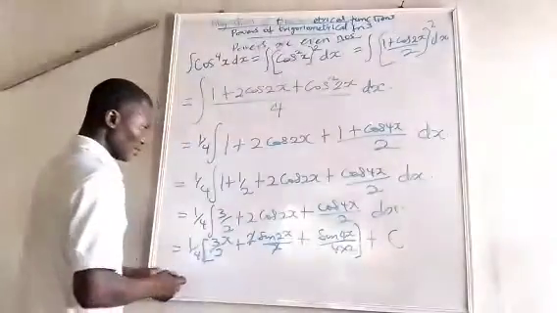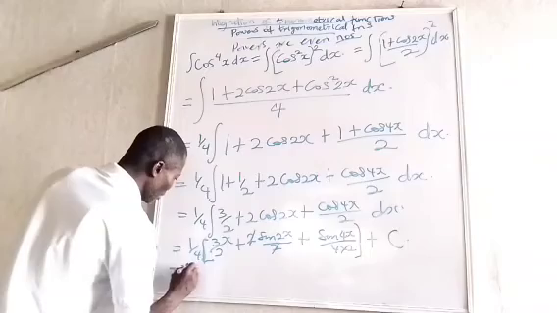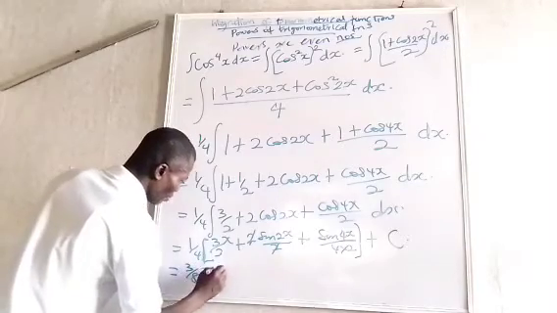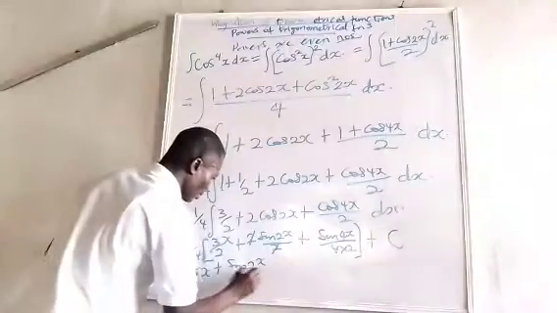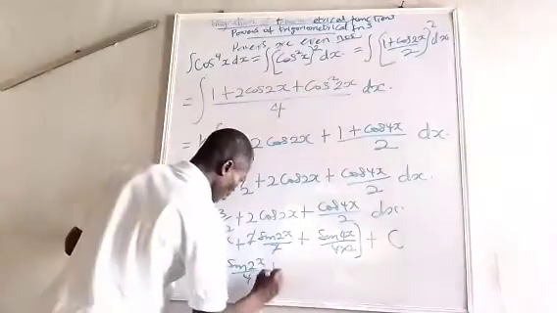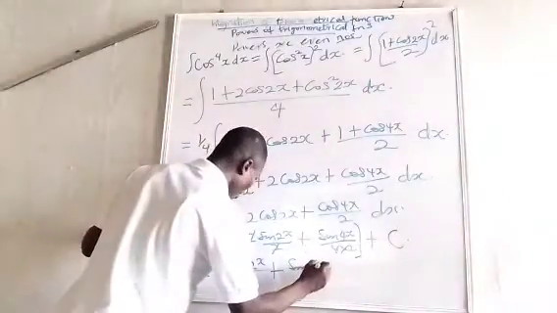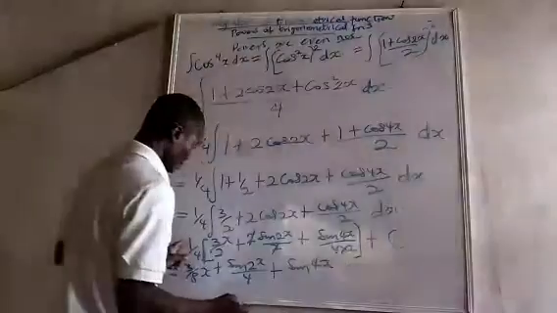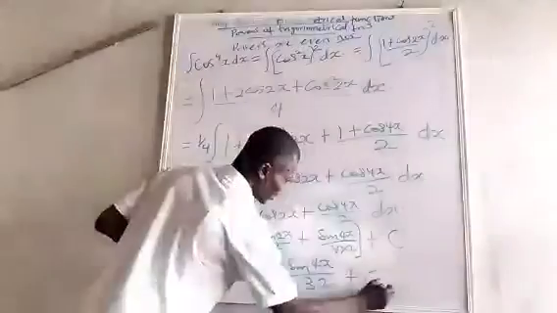So what is that going to give us? It's going to give us 3 over 8 x plus sine 2x over 4 plus sine 4x over 32 plus c.